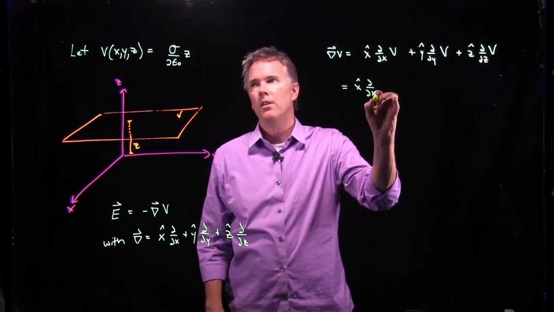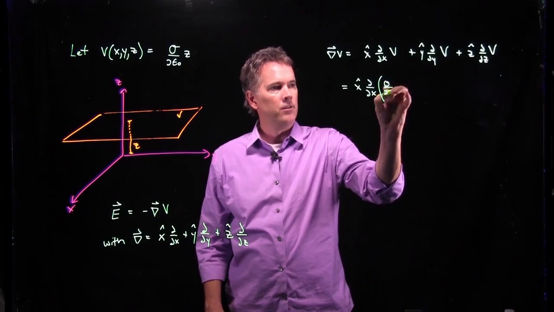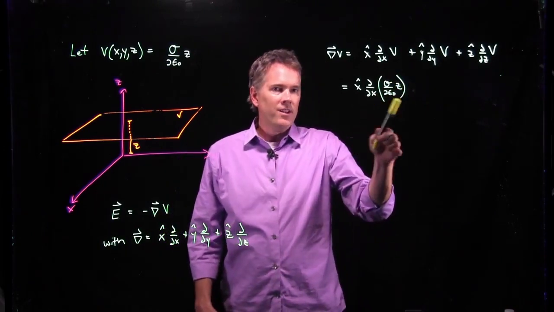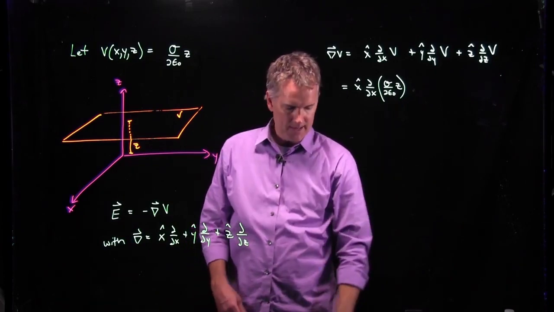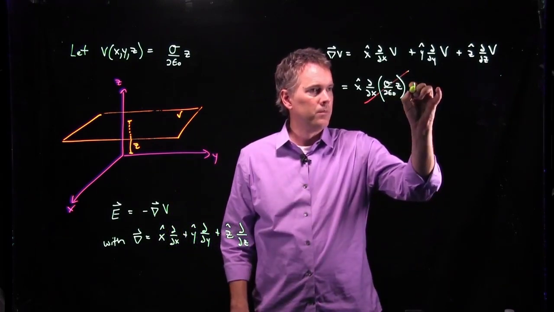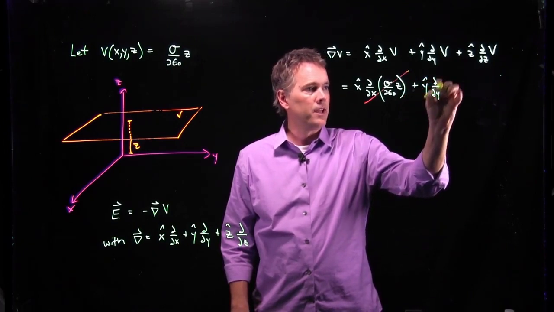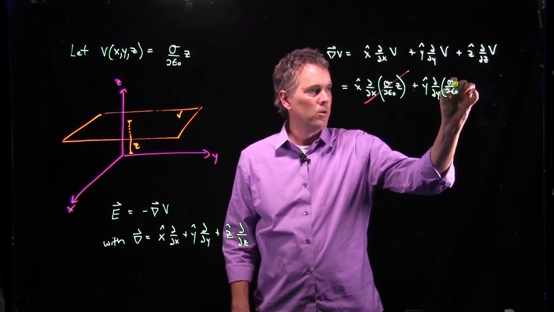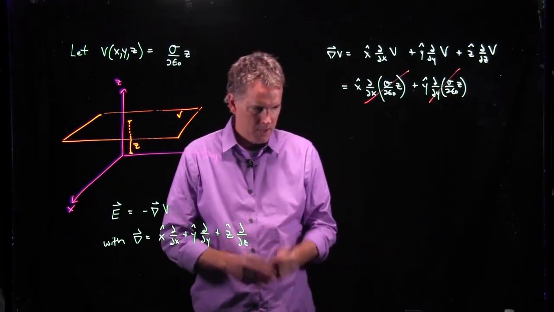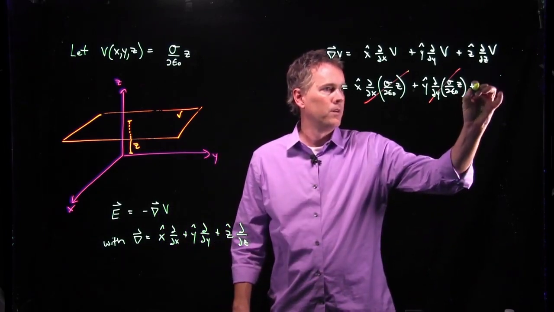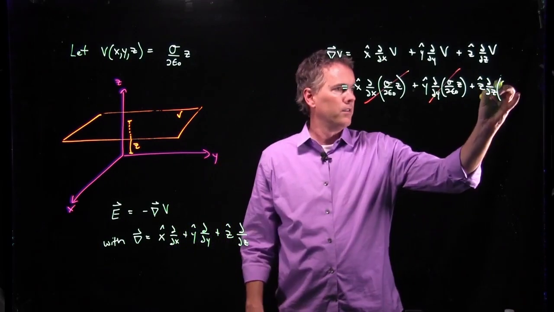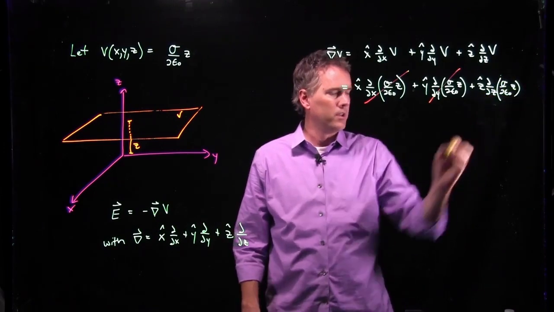Del del x, the derivative with respect to x of sigma over 2 epsilon naught times z. There is no x in there, right? This thing, in fact, goes away. That becomes 0. What about the second term? Well, you can probably see right off the bat that this thing is also going to go away because there's no y in there. There's only a z. So this thing goes away. Boop. And now the last term we're going to hang on to because there is a z in there. Z hat del del z of sigma over 2 epsilon naught z.